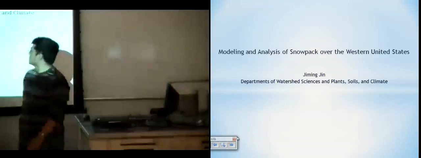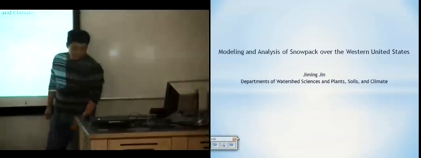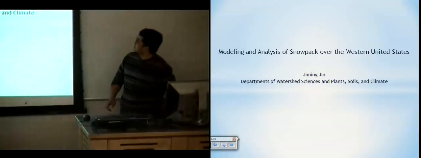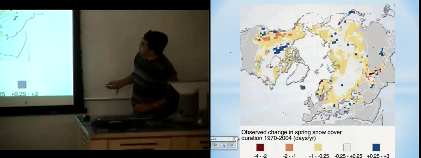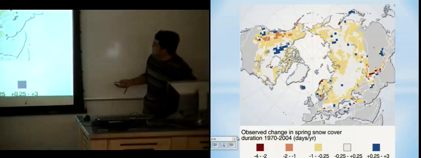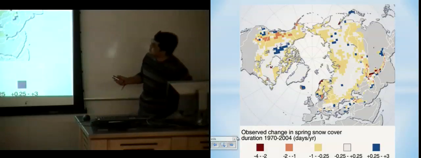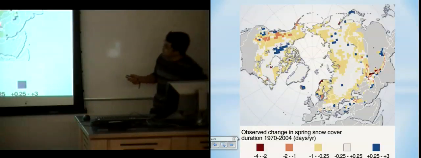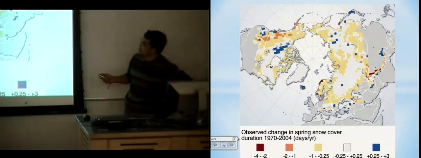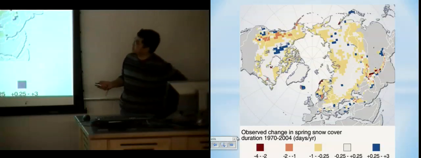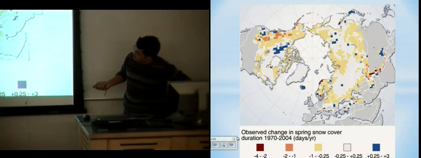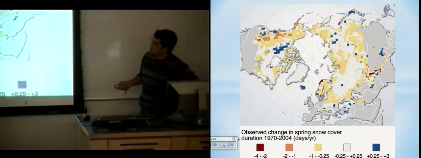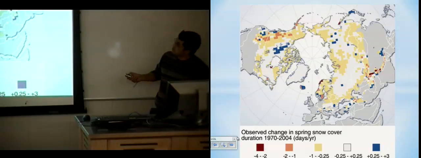So today I'm going to talk a little bit about modeling and analysis of snowpack over the western United States. If you look at this map, this is the global snow duration trend, observed value. This value is based on satellite data. This is the Western United States here. The warm color here means duration is shortened compared with the previous period.